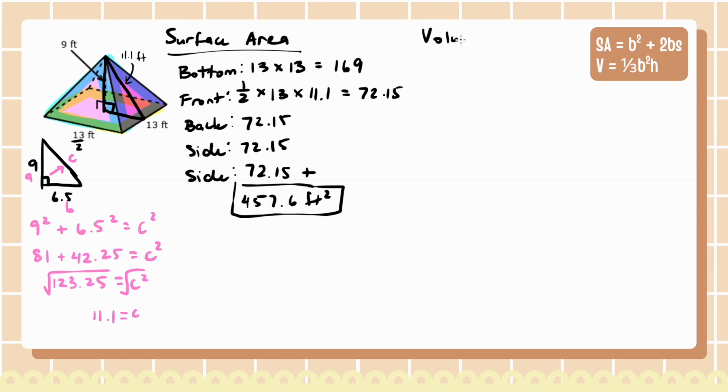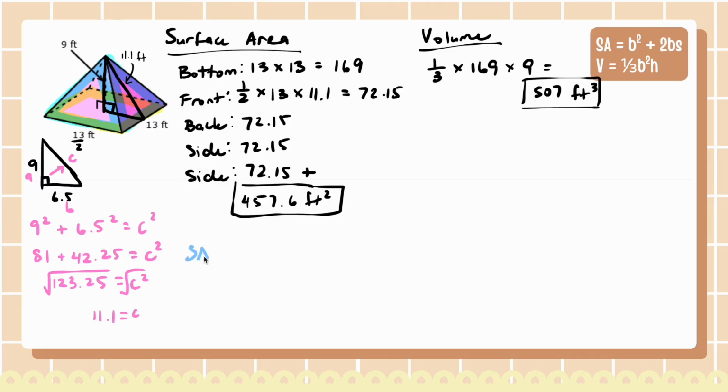Now let's move on to the volume. So for volume, we're always going to start with 1/3 times the area of the bottom or the base, 169, times the height, or however many layers there are. In this case, it's going to be 9. All of this multiplied is going to get me 507, and this is feet cubed. So there's our volume. All right, now let's go ahead and try applying these formulas.